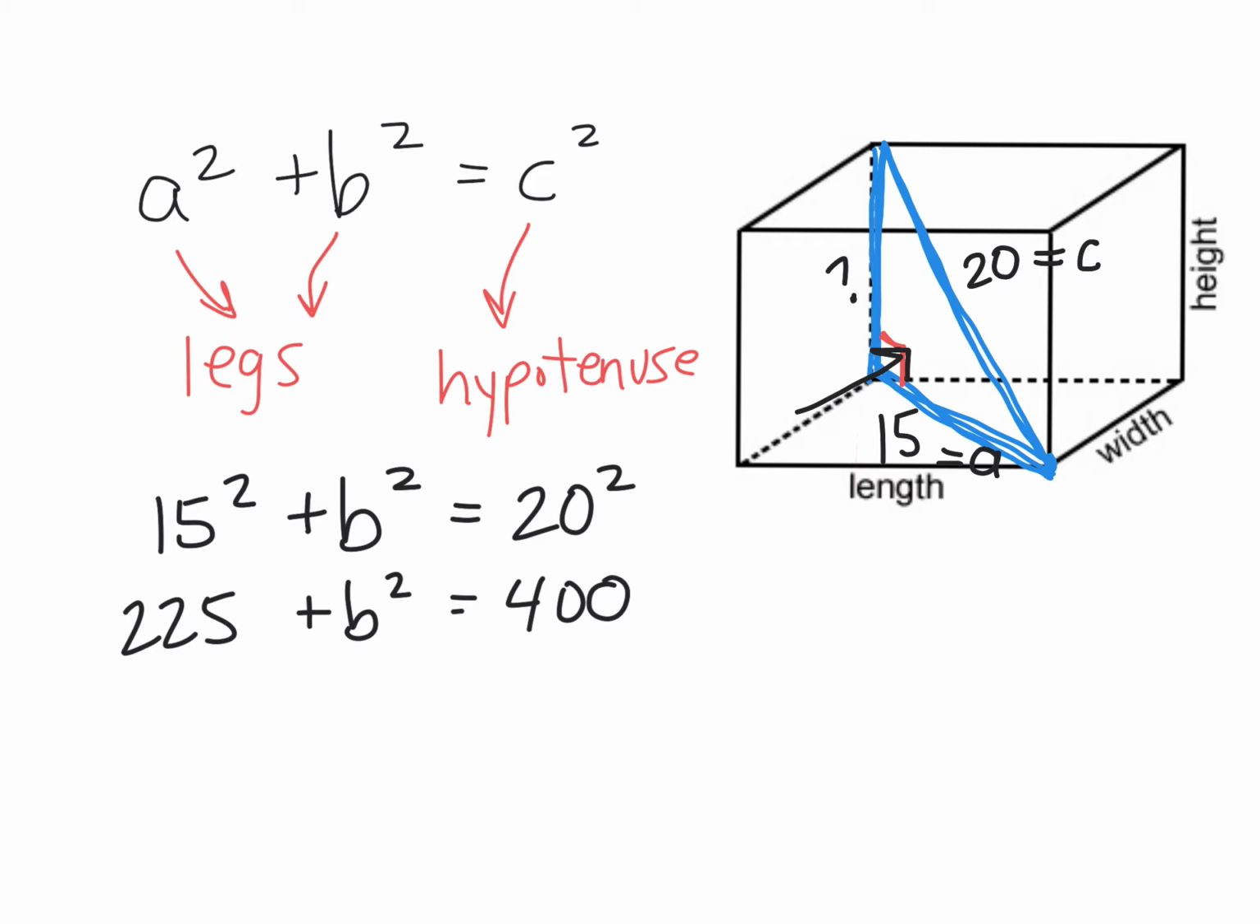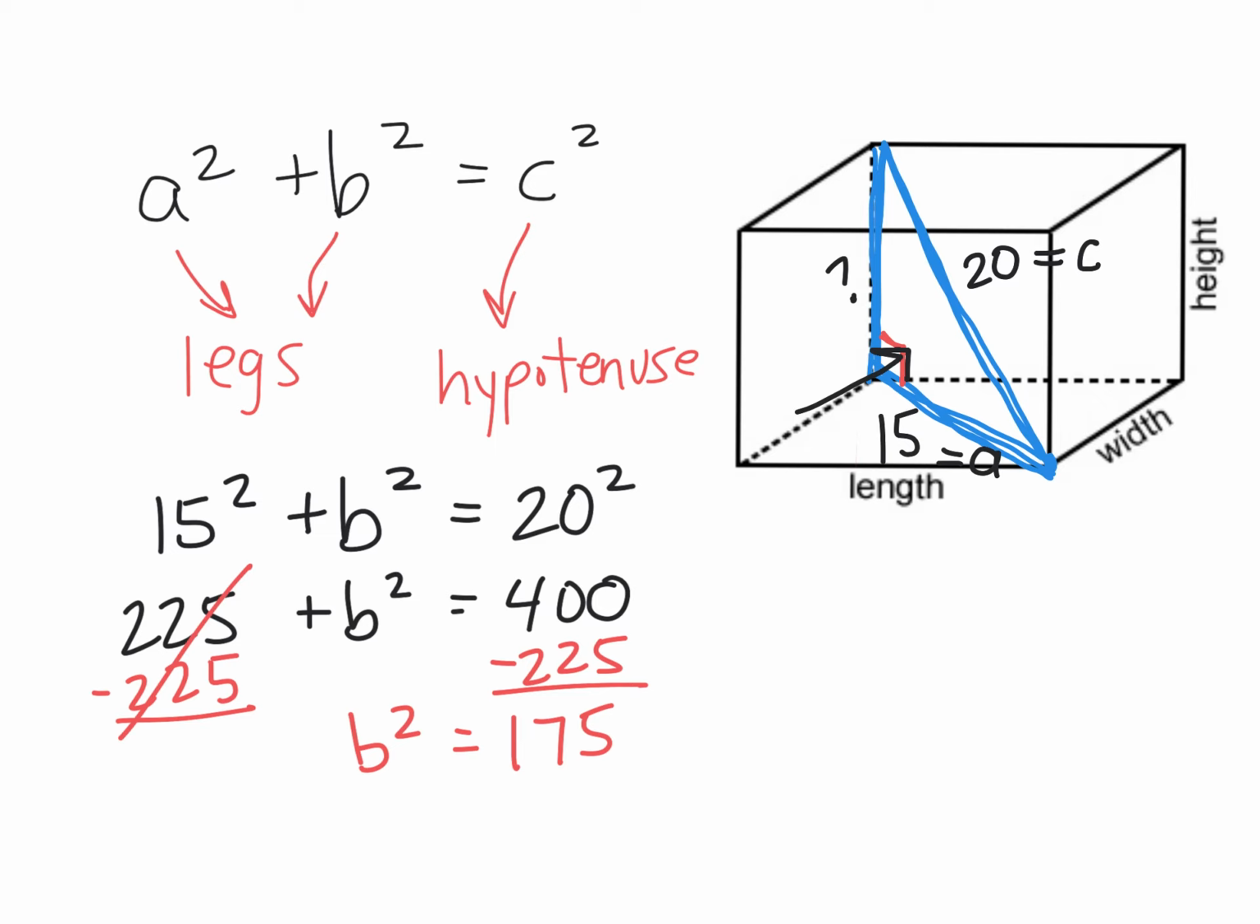After that, we'll go ahead and solve by isolating the variable. So we'll subtract 225 from both sides and simplify. And I wrote that incorrectly, got really excited there. Try 225 this time. And 225 minus itself is 0, so that constant is gone, leaves us with just b squared. And 400 minus 225 is 175.